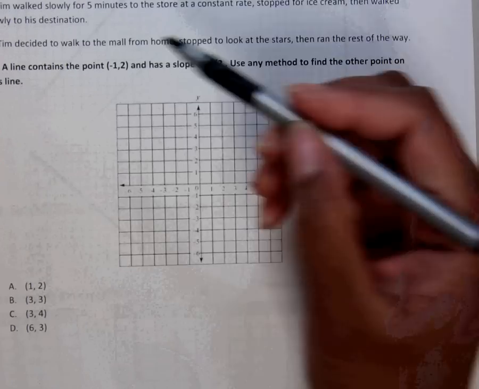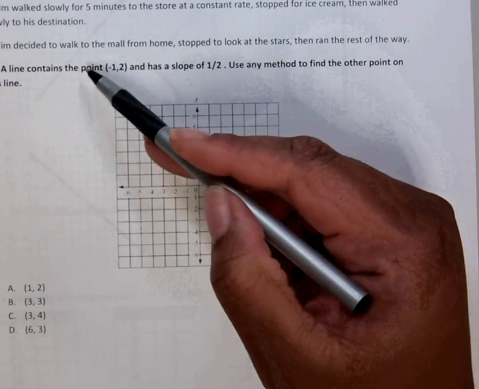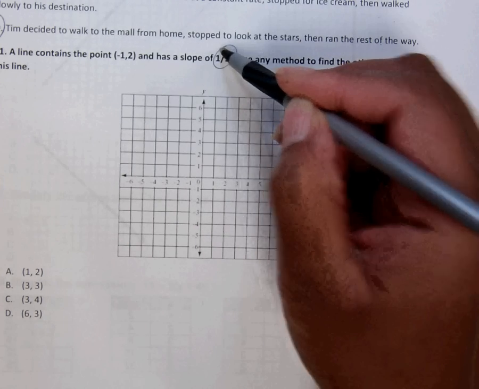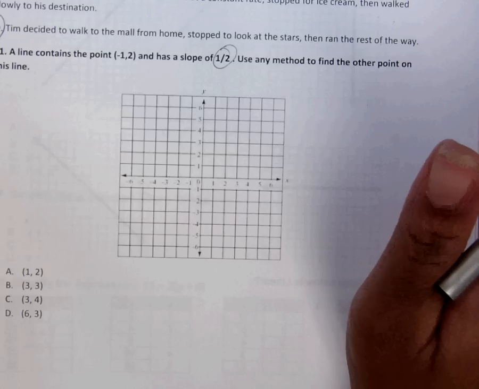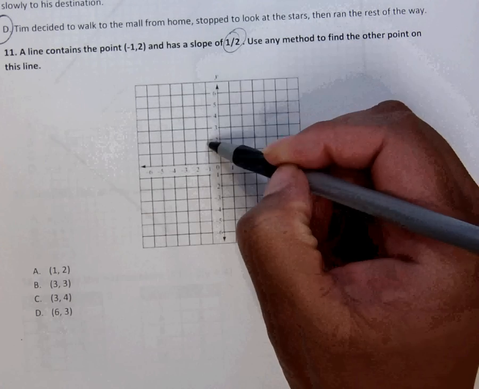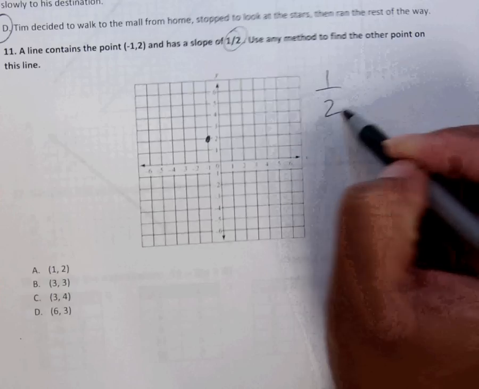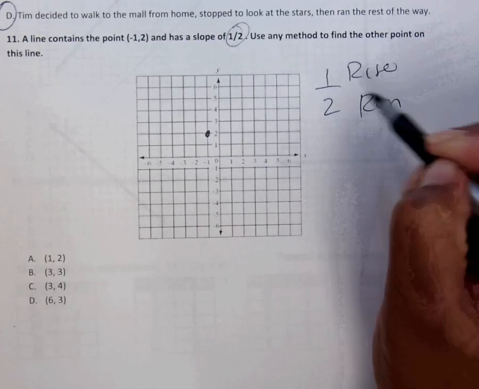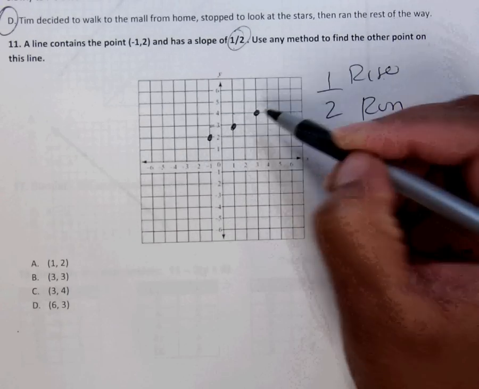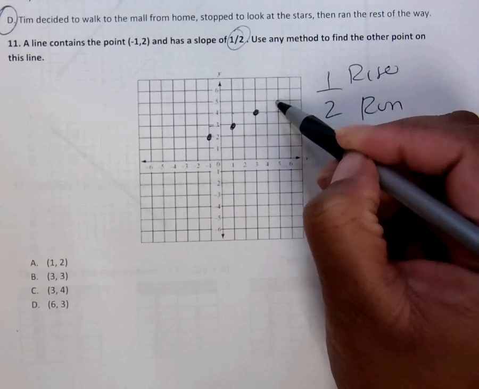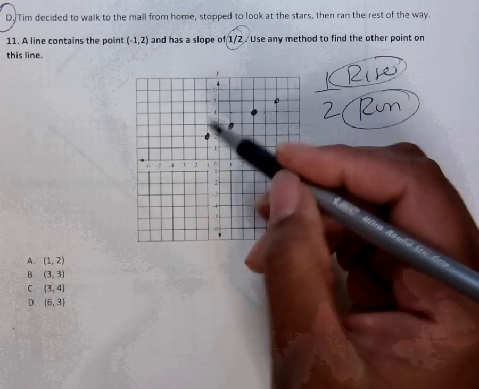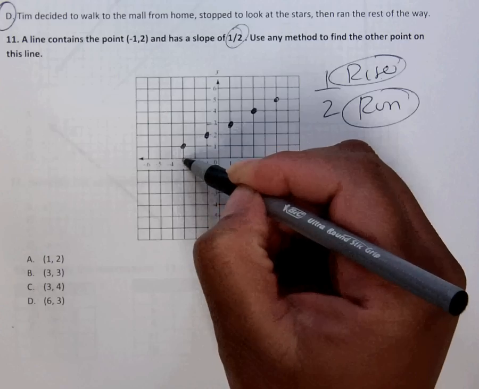Number 11. -1, 2, it asks you what line has this point and this slope. So you have to first draw that line. Then once you have that line, what other points are on that line? So -1, 2 is here. 1/2 means to rise 1 and then run 2. So I'm going to go up 1 and to the right 2. Up 1 and to the right 2. Now, could you have gone to the right 2 and then up 1? You sure can. As long as the top means rise and the bottom means run. Go down 1 and to the left 2. Down 1 and to the left 2.